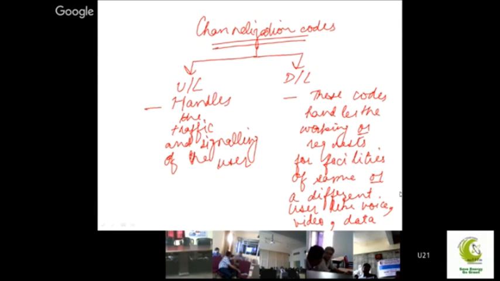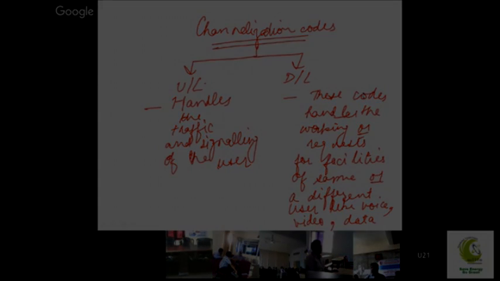And same means it is a function of 3G. It also has a special feature that by using a voice call we can use the data facility also. So these codes handle the working of the same as well as different users. So this was about the architecture of 3G and the codes.